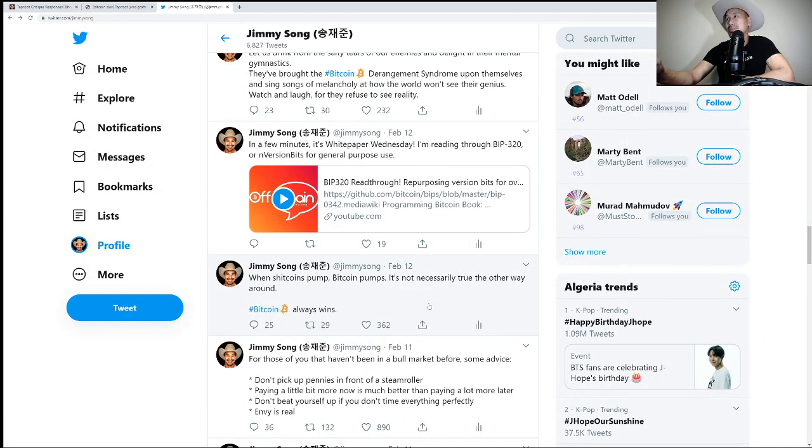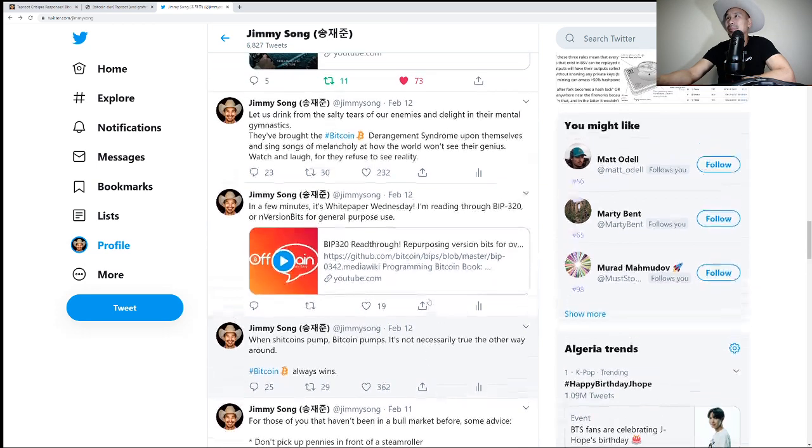When shitcoins pump, Bitcoin doesn't necessarily pump, and it's not necessarily true the other way around. When Bitcoin pumps, shitcoins don't necessarily pump. And we've seen this. There's a little bit of a decoupling that's been happening.